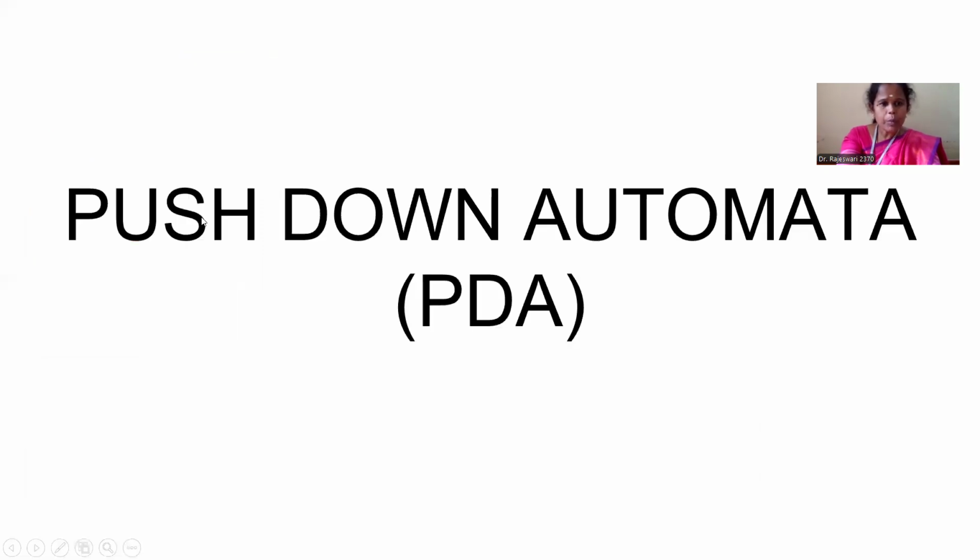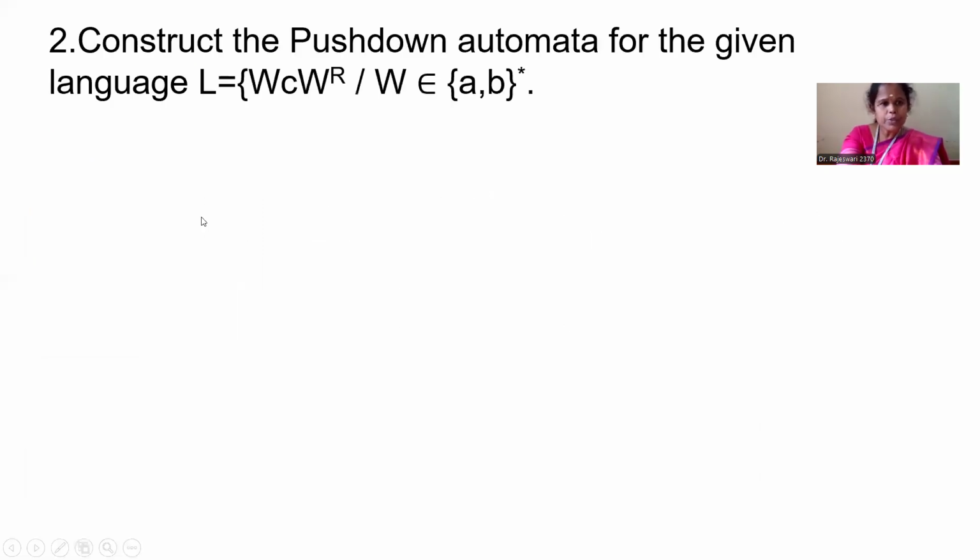Let's solve one more problem: constructing a pushdown automaton for the language that consists of strings W in which the number of A's is equivalent to the number of B's. In this case also, we'll be able to construct a pushdown automaton.